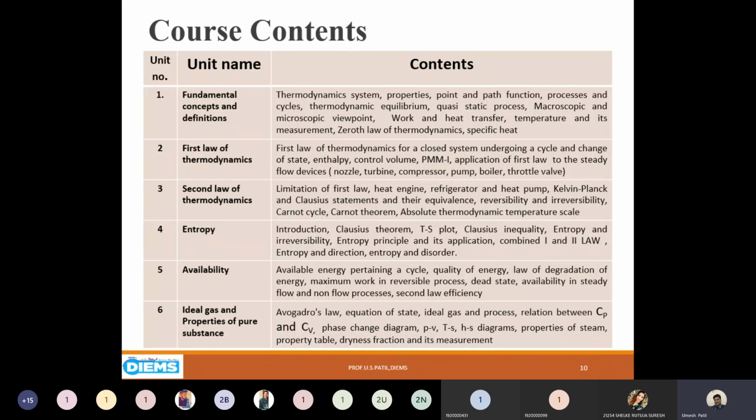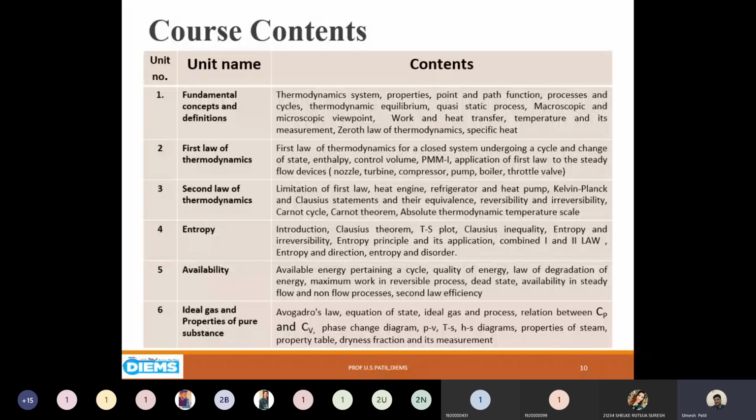Now let's come to unit number 4, which is based on entropy. Entropy is again one of the most important derived properties of any thermal system. In that we are going to learn what entropy is and the importance of entropy, then Clausius theorem, the temperature-entropy plot, Clausius inequality, entropy and irreversibility, and the entropy principle. The entropy of the universe is continuously increasing and that is a main concern to humans, so that part we are going to learn in that topic.